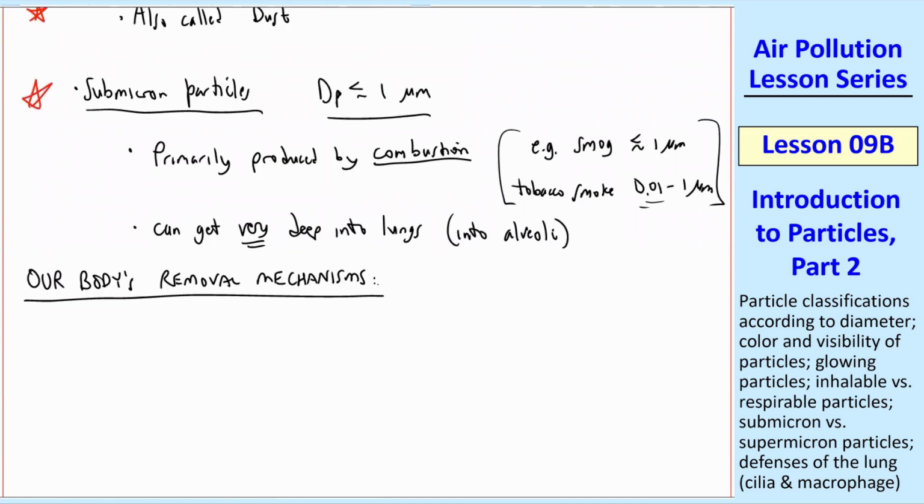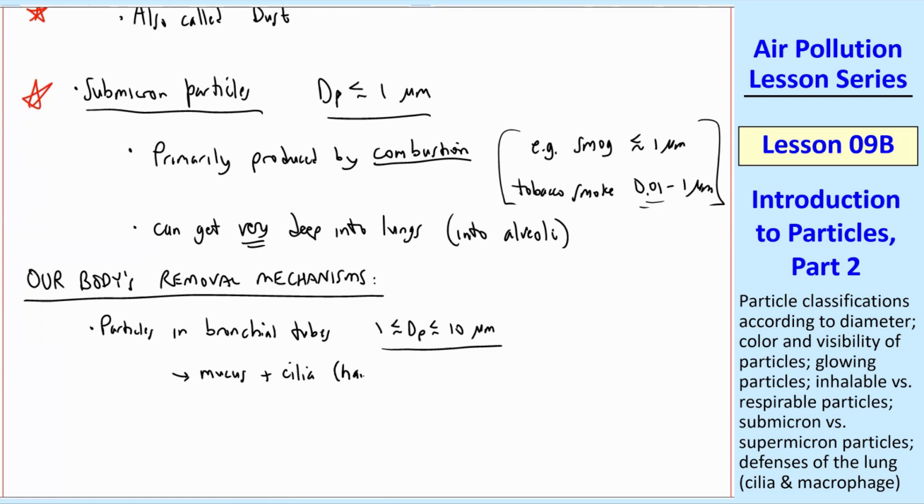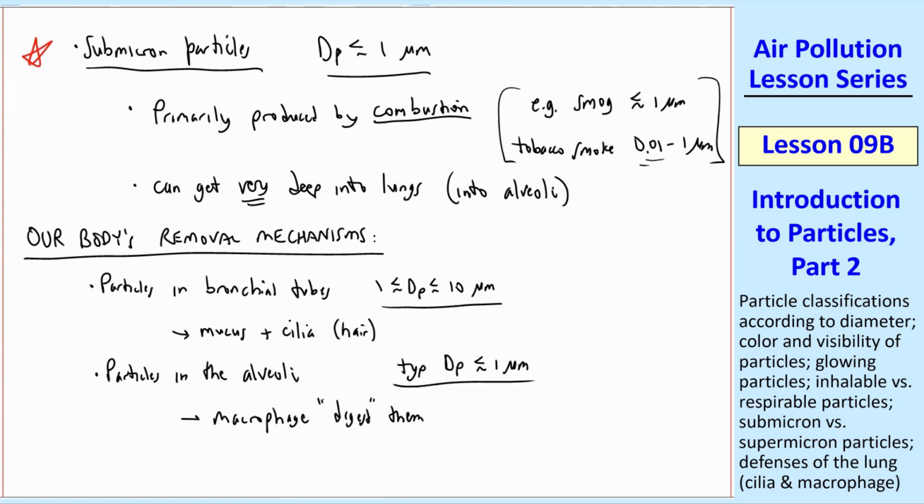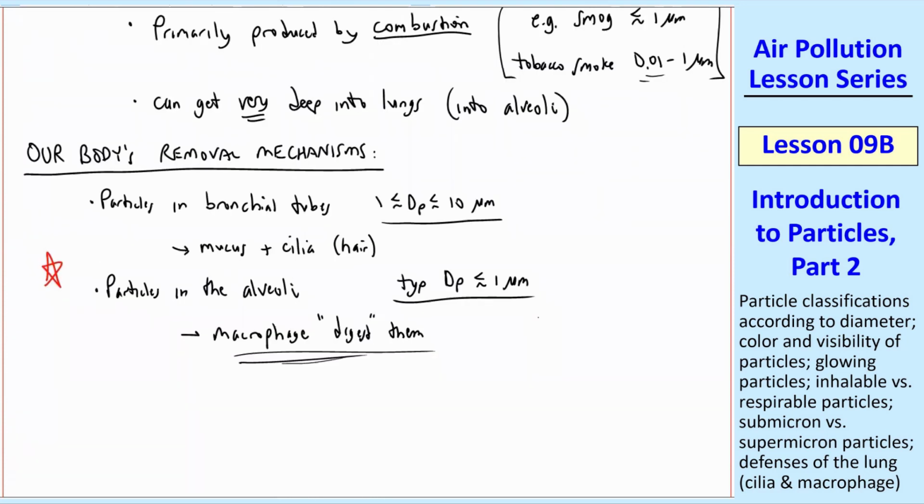I want to mention briefly our body's removal mechanisms. First, for particles in our bronchial tubes, typically between about 1 and 10 microns, we have mucus plus cilia. The mucus traps the particles in the lining of the bronchial tubes, and then the cilia are little hairs. They push them up into your throat, and then you swallow them. For particles in the alveoli, typically ones that are less than about a micron, the removal mechanism is macrophage. These are white blood cells that digest the particles in there. And remember from the PowerPoint slides, some particles cannot be digested, like asbestos and certain kinds of tars and stuff from cigarettes.